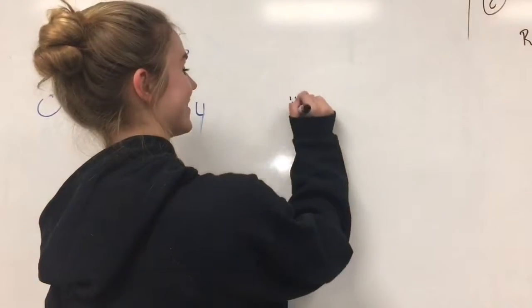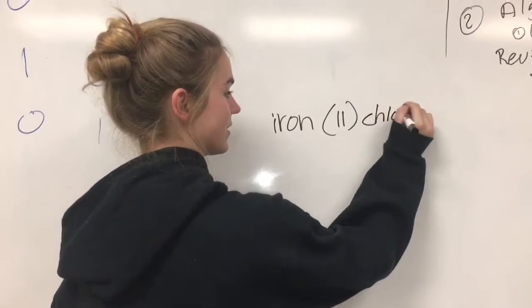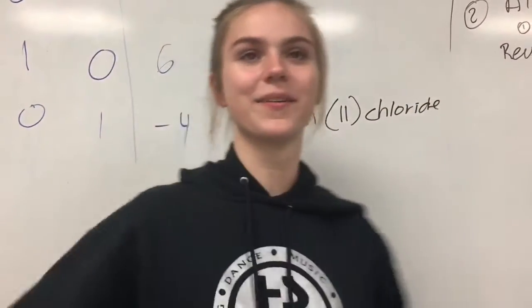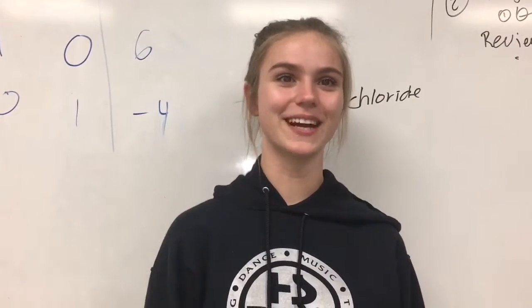The compound is called iron chloride, but we are missing a very important piece of the name. We have to specify the charge of the iron element, which is 2. We show the charge by using a Roman numeral in parentheses. This is read as iron(II) chloride. We know that the iron comes first in the compound because the cation always comes before the anion.